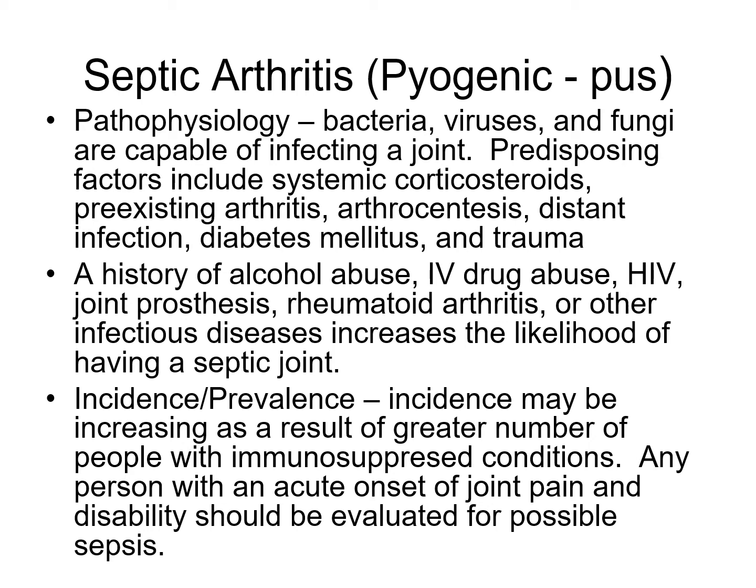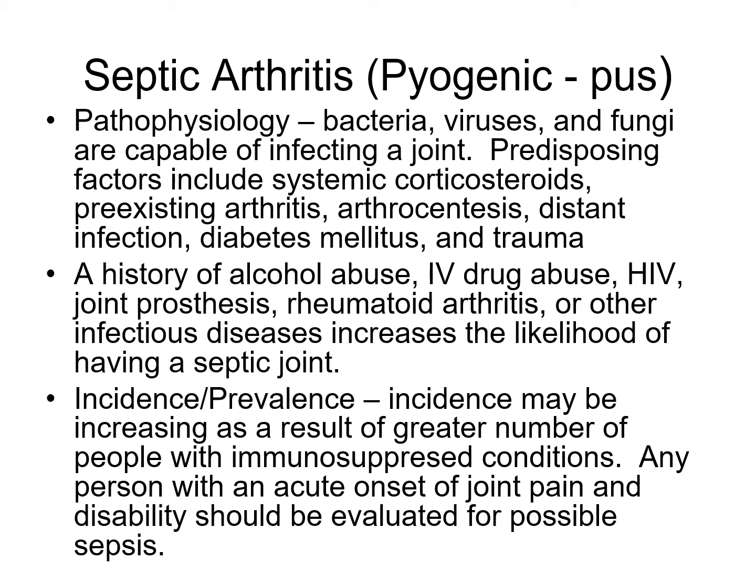Predisposing factors include systemic corticosteroids, which are often taken for rheumatoid arthritis, a pre-existing arthritis, arthrocentesis, or where blood's been drawn. A distant infection, diabetes mellitus may be an underlying related cause, as well as trauma. People with a history of alcohol abuse or IV drug abuse, HIV, people who've had a joint prosthesis inserted, people with rheumatoid arthritis or other infectious diseases have an increased likelihood of having a septic joint.